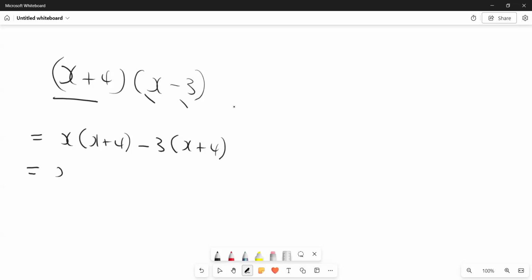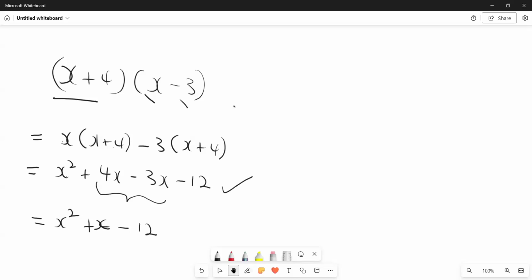which is equal to x squared plus, by the distributive law, x by x gives us x squared. x by 4 gives us 4x. Minus 3 by x gives us minus 3x. Minus 3 by 4 gives us minus 12. And if you look carefully, this can even be simplified further. You can get x squared plus x minus 12. But this is what we had originally, and it can be simplified to this.